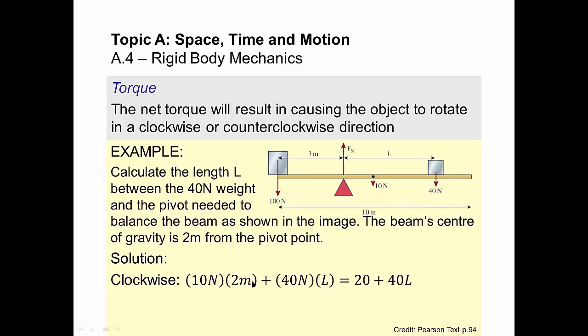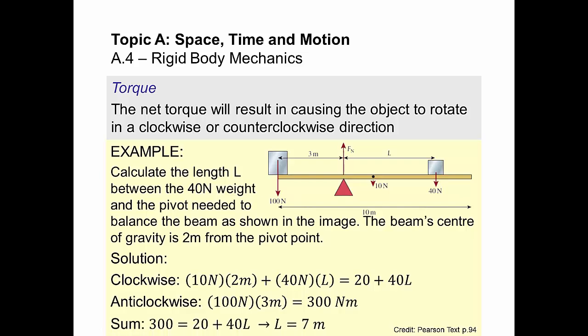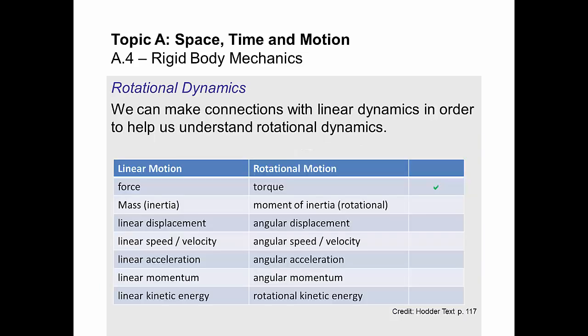Also clockwise, we have 40 newtons times by L. So we have 10 times 2 plus 40 times L, which is 20 plus 40L. This is going to be balanced by the anti-clockwise torque, which is going to be 3 times by 100, which will be 300. And we know that they must be equal. So that gives the value L is equal to 7 meters. So now we've done rotational dynamics, we've looked at torque.